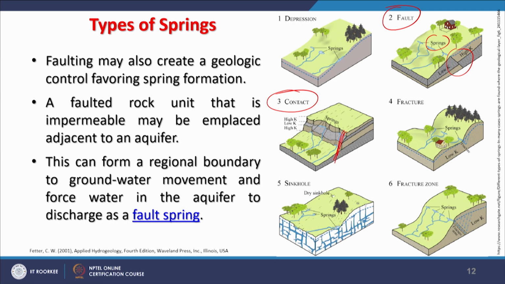So, a faulted rock unit that is impermeable may be placed adjacent to an aquifer, which may cause fault-type springs, and this forms a regional boundary to the groundwater movement and forces water in the aquifer to discharge as a fault spring, which you are seeing in this example.